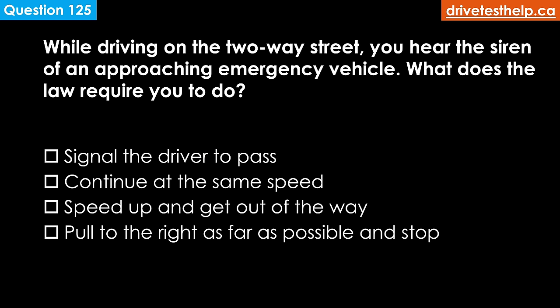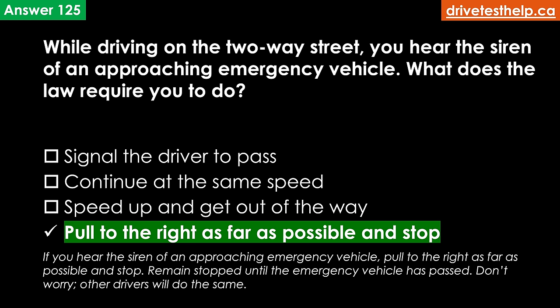When driving on a two-way street, you hear the siren of an approaching emergency vehicle. What does the law require you to do? Signal the driver to pass, continue at the same speed, speed up and get out of the way, pull to the right as far as possible, and stop. The correct answer, pull to the right as far as possible and stop. Remain stopped until the emergency vehicle has passed. Don't worry, other drivers will do the same.